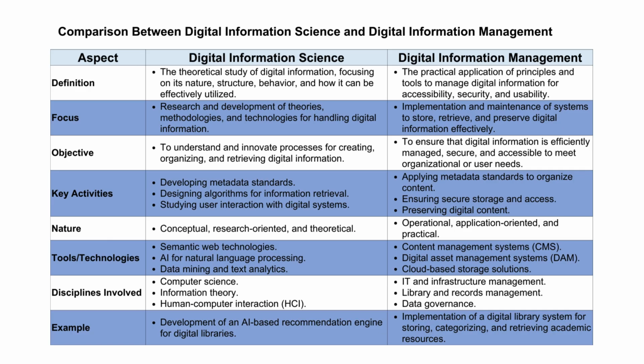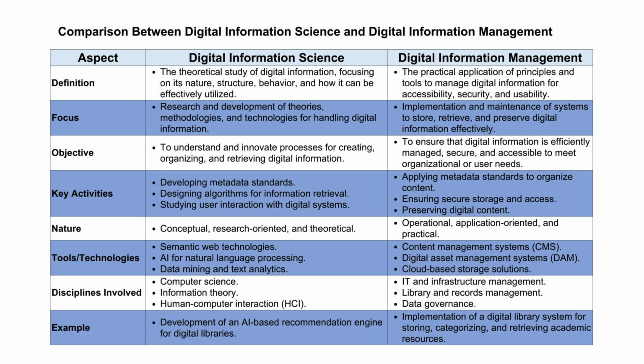For tools and technologies, digital information science uses technologies such as semantic web tools, artificial intelligence for language processing, and data mining. Digital information management uses systems like content management systems, digital asset management systems, and cloud-based storage. Regarding disciplines involved, digital information science draws from computer science, information theory, and human-computer interaction. Digital information management involves IT infrastructure, library and records management, and data governance.